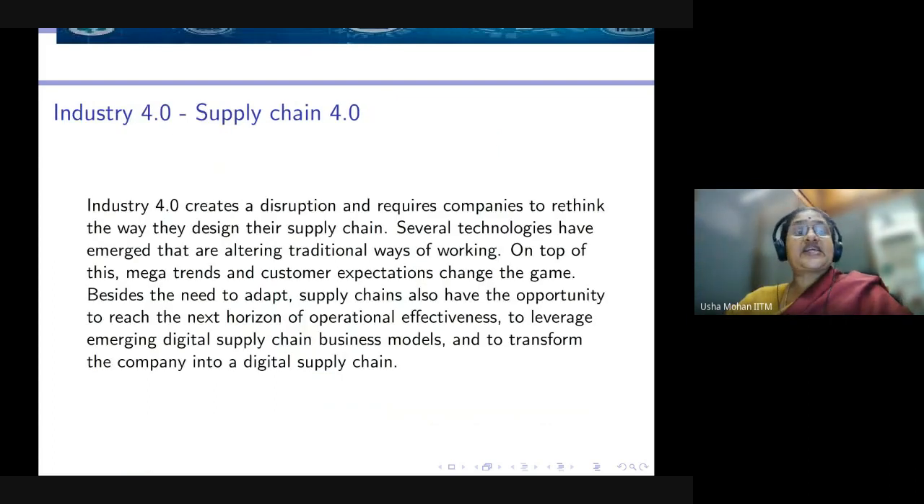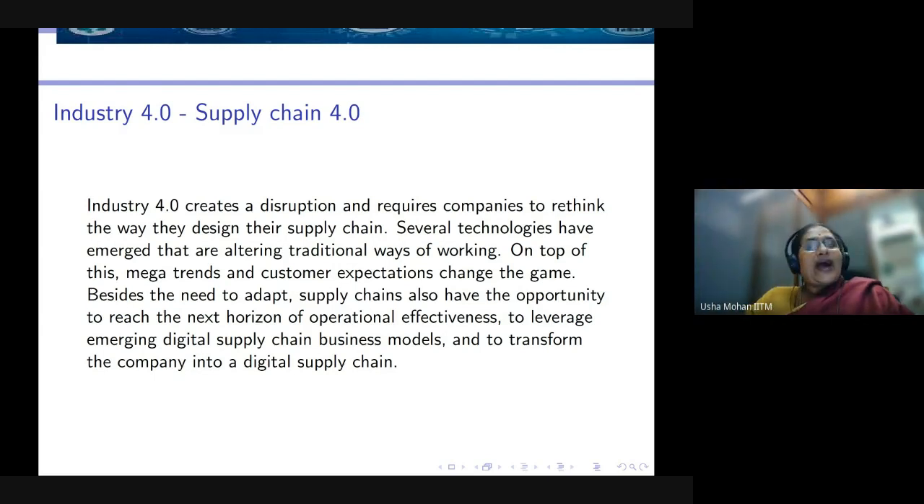The next thing is, since Industry 4.0 has created a disruption, Industry 4.0 and its technology enablers or technology pillars have required companies to rethink the way they design their supply chain. So supply chains have the opportunity to reach the next level of operational effectiveness and focus on emerging digital business chain models.